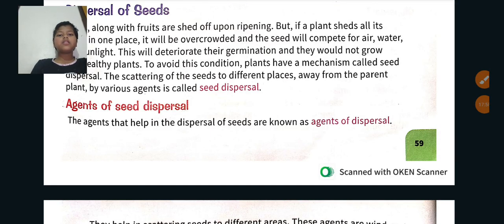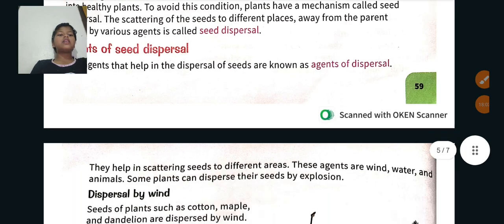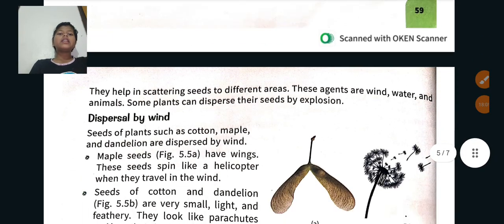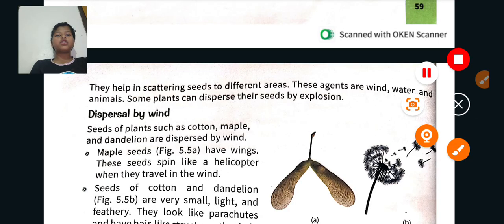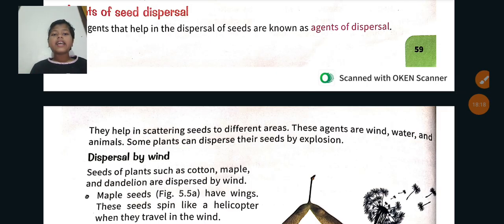Agents of seed dispersal. The agents that help in seed dispersal are known as agents of dispersal. They help in scattering seeds to different areas. These agents are wind, water and animals. Some plants can disperse their seeds by explosion. So what it basically says is, these are the agents of seed dispersal: wind, water and animals. Some plants disperse their seeds by explosion as well.